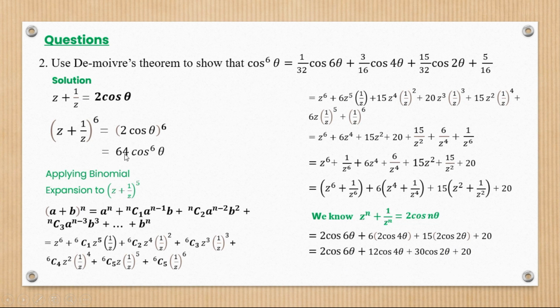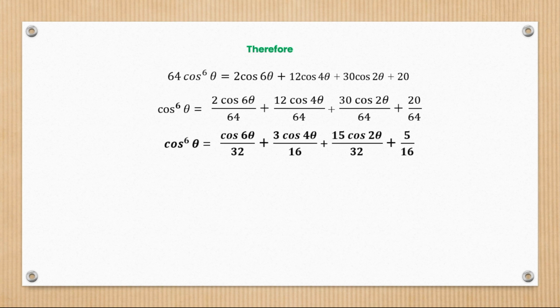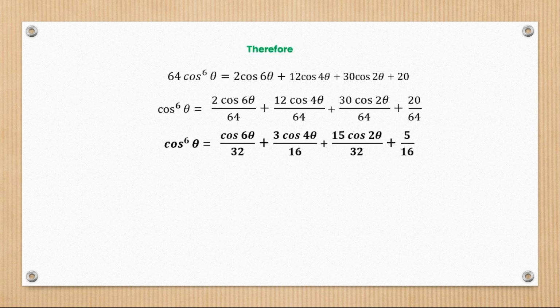Now when we compare the different values, we can equate these to the value on the right hand side. So we have this being equal to the value that we found from this expansion. Therefore we know that 64 cos power 6 theta is equal to that. Now we can make cos power 6 theta the subject. When we simplify this, we end up with cos 6 theta over 32 plus 3 cos 4 theta over 16 plus 15 cos 2 theta over 32 plus 5 over 16. Basically that's what we are being asked for in the question, and that is the proof.